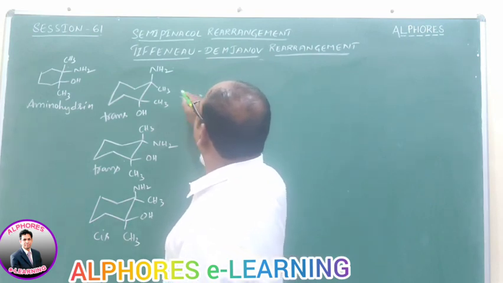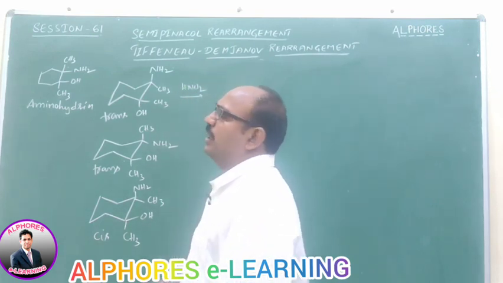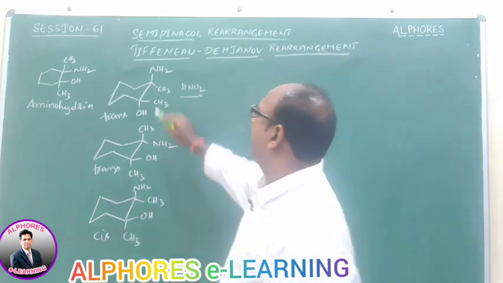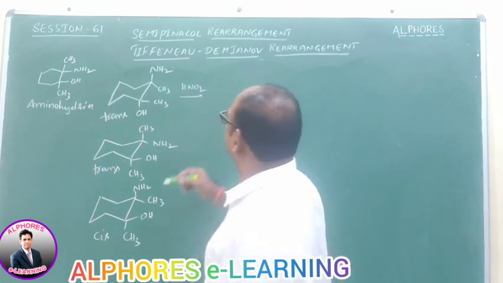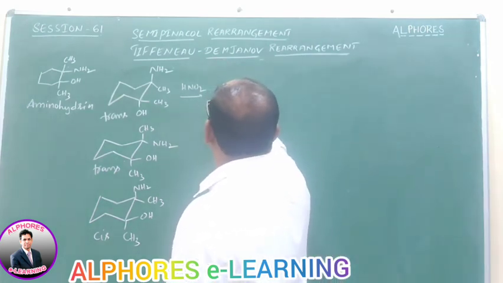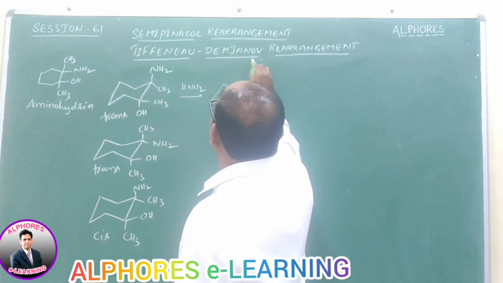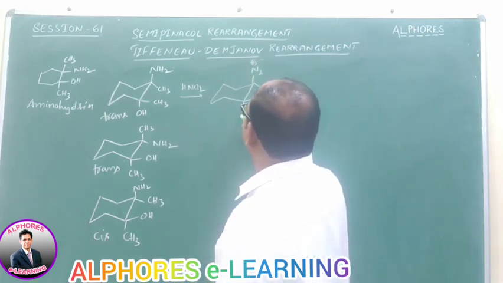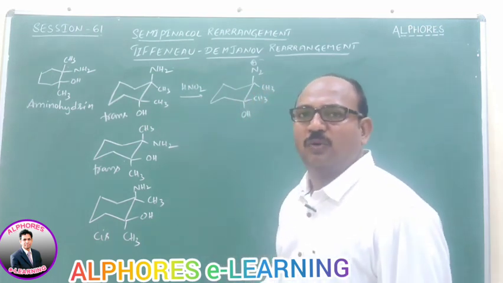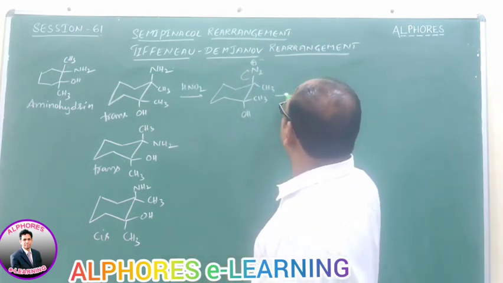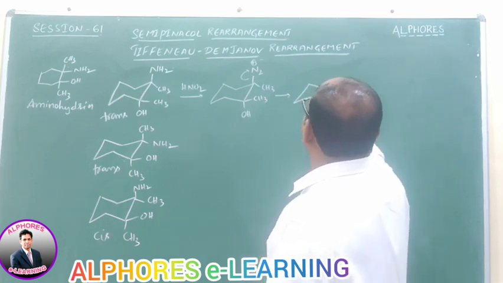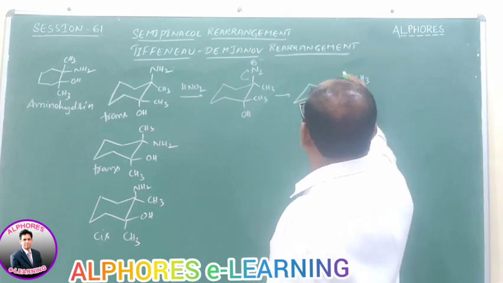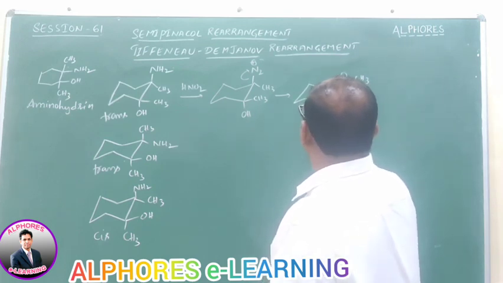Now this one, upon reaction with HNO2, undergoes diazotization. Because of diazotization, the NH2 group converts into N2+. This methyl group is here, this methyl group is here, and the OH. Now, by leaving N2, there will be formation of a carbocation here, with CH3 like this and CH3 like this, and positive charge here. And this OH is here.